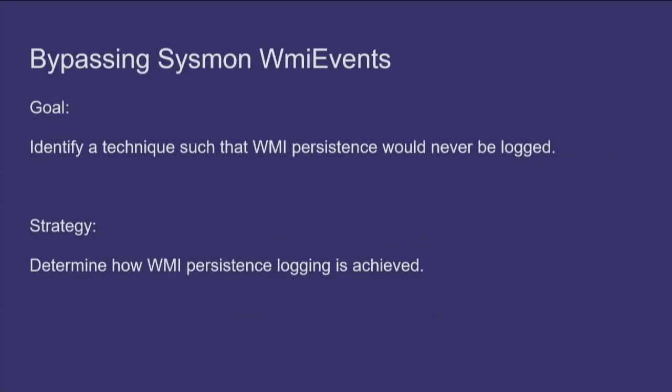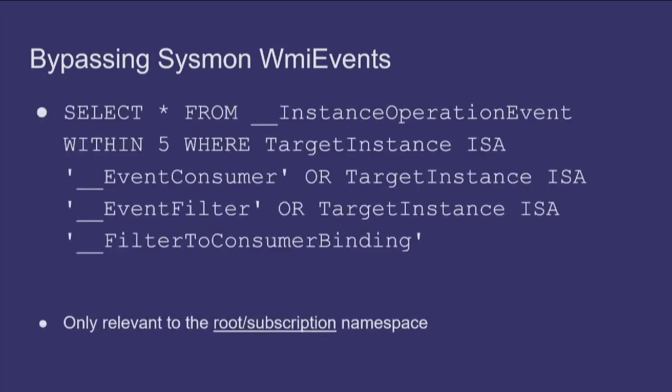All right, so let's talk about the WMI event in Sysmon. Our goal is to identify a technique such that WMI persistence would never be logged in the first place. So we're not talking about evasion in this case. Ideally, we want to tamper with or just bypass the ability for Sysmon to collect that data in the first place. So our strategy is pretty simple. We just have to figure out how WMI persistence is actually being achieved within the code.